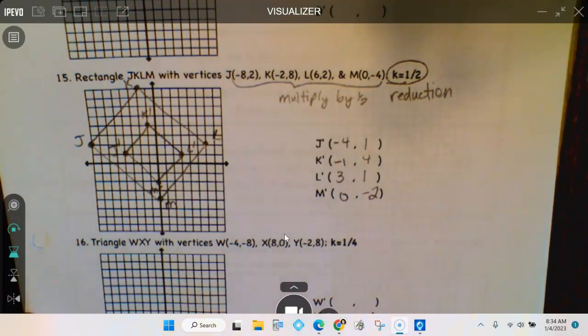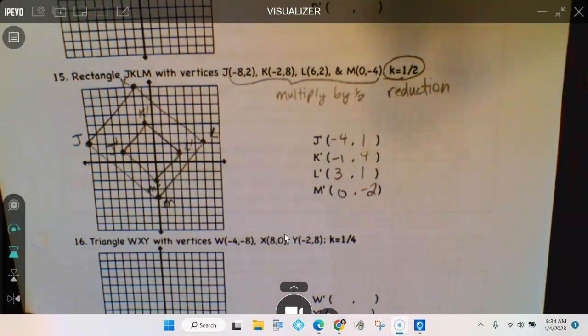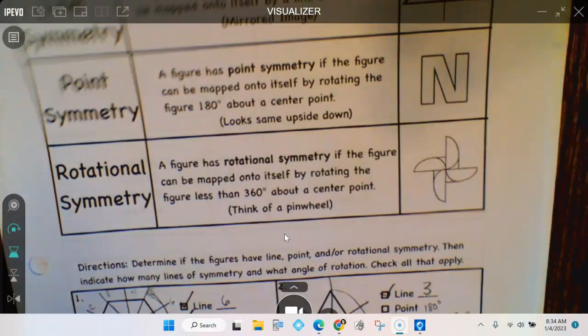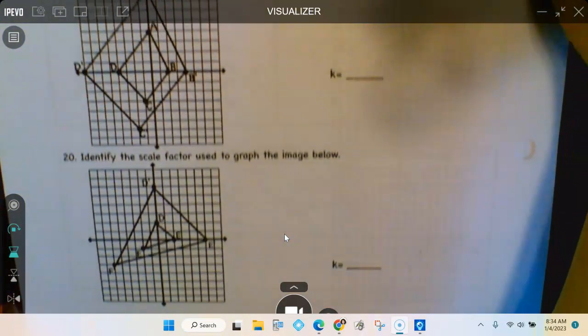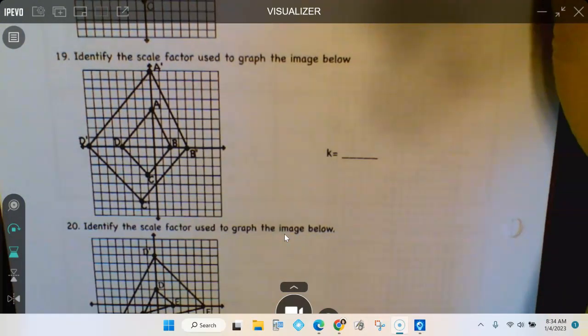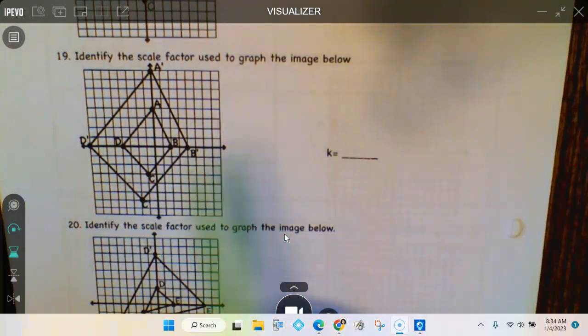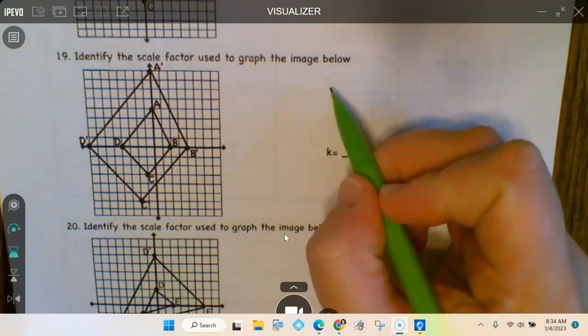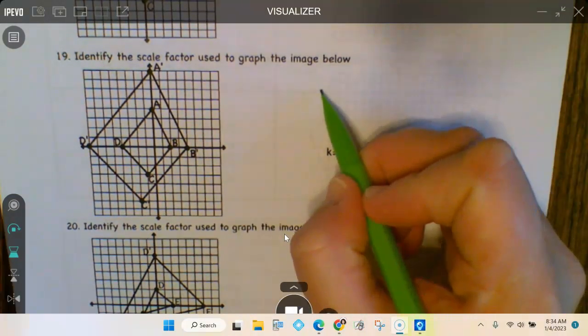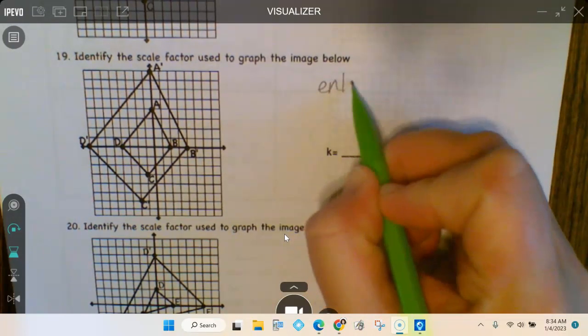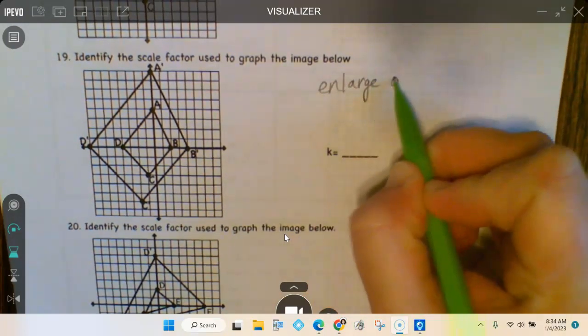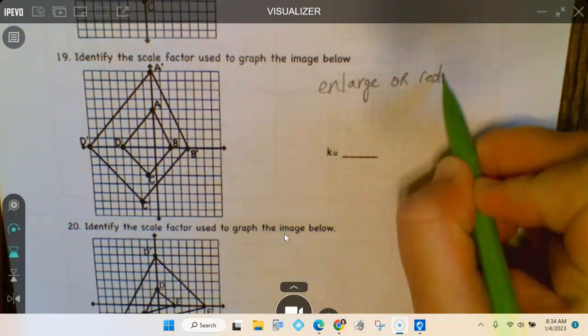Okay, now I would like to skip to the back, and we are going to try ones like number 19. And this one they have drawn in for us, and we are going to try to figure out, did it enlarge or did it reduce?